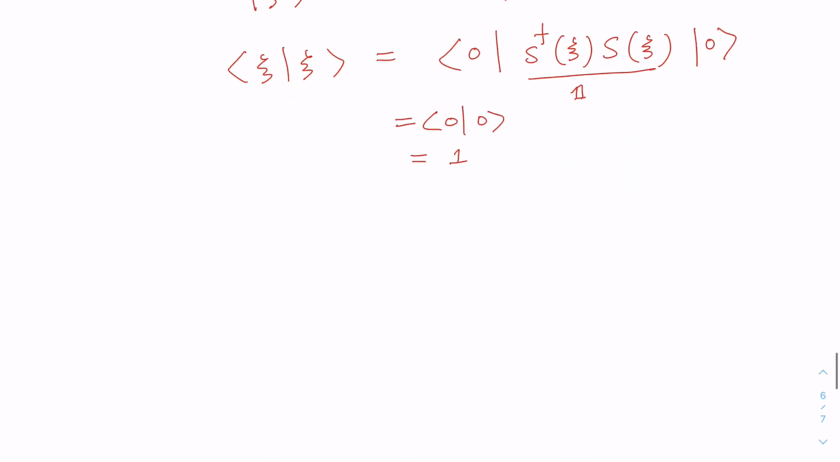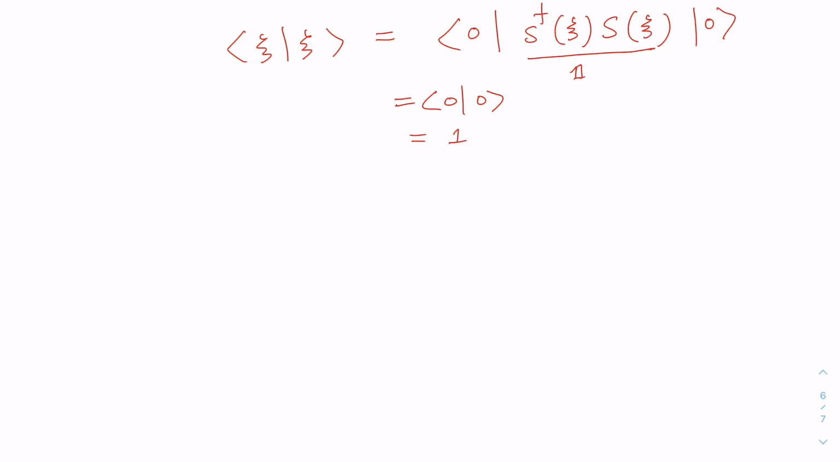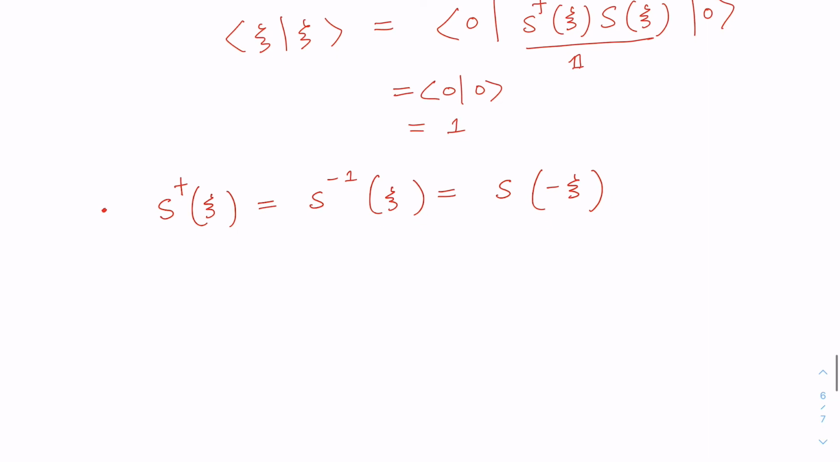Finally, let me quickly list some useful relations that you can immediately derive, just the way we have done for the displacement operator in the context of coherent state. For the squeezing operator, you can have these properties. S dagger of xi is equal to S of minus xi, which is the S inverse of xi, and because of the structure of the operator, this relation you can immediately prove. I leave it as an exercise to you.